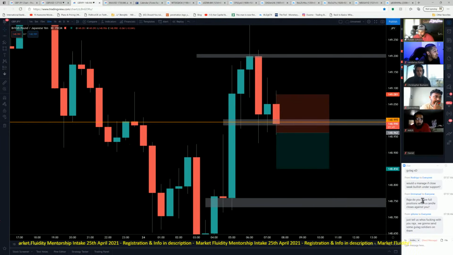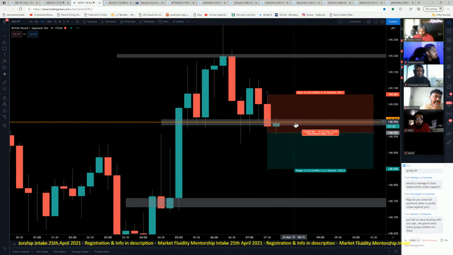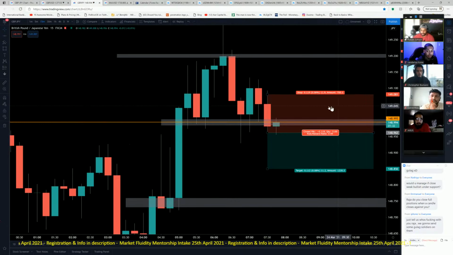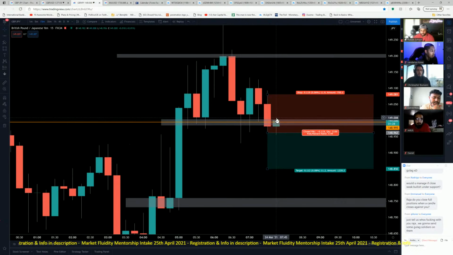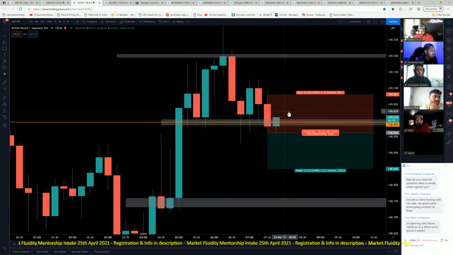Do you close full positions when a candle closes against you? Just by looking at the 15-minute time frame, since it's a weak confirmation time frame, what I'm going to do is if this candle closes bullish, I'm going to close 50%. Or if it breaks its own high, I'm going to close 50%. And if the next one breaks the high of this 15-minute candle, then I'm going to, okay. So right here, I closed 50% of my position. Right over here.